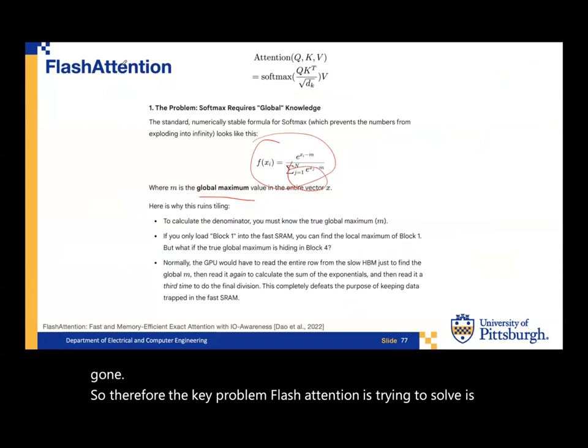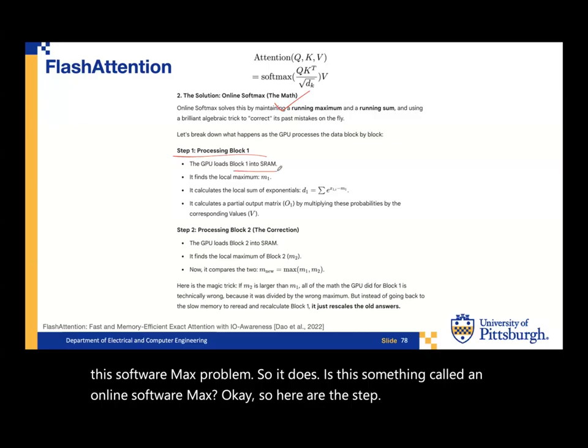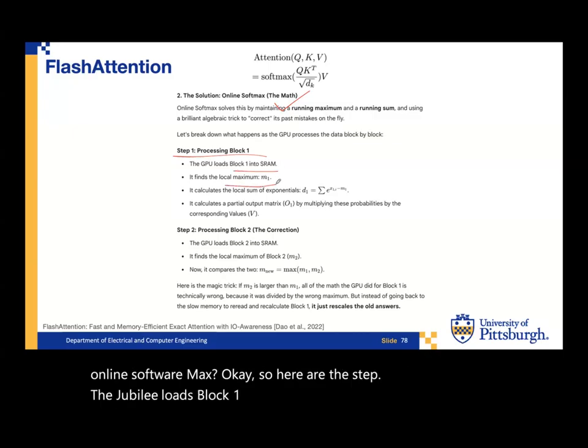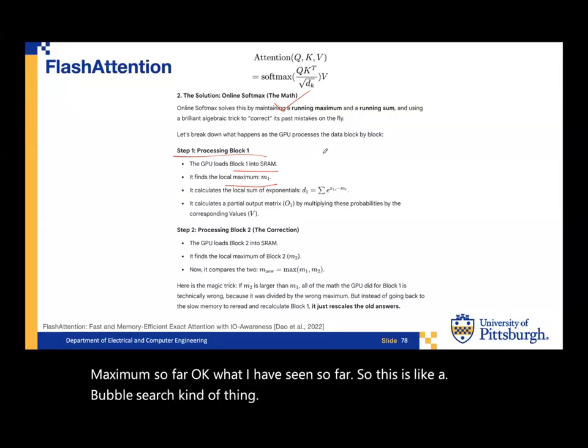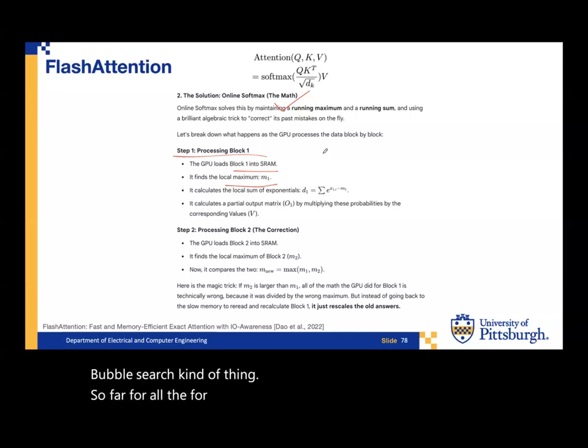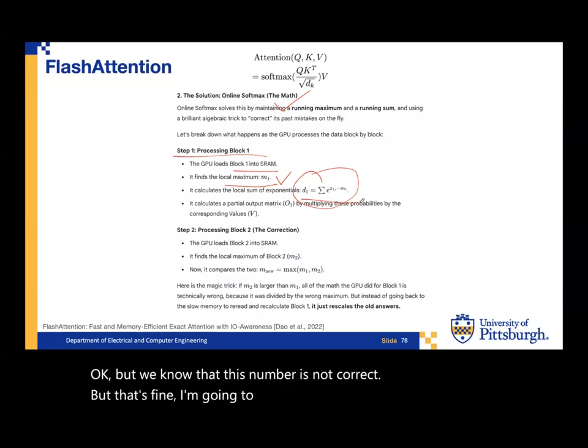Therefore, the key problem FlashAttention is trying to solve is this softmax problem. What it does is something called an online softmax. Here are the steps. The GPU loads block 1 into SRAM and finds the local maximum so far, what I have seen so far. This is like a bubble search kind of thing. So far, for all the KV values I see, the maximum is M1. I'm going to calculate the softmax just based on this single number. We know that this number is not correct, but that's fine. I'm just going to use it for now.